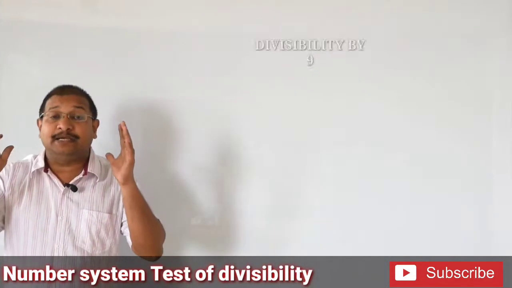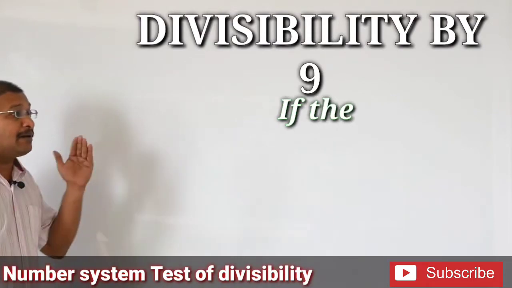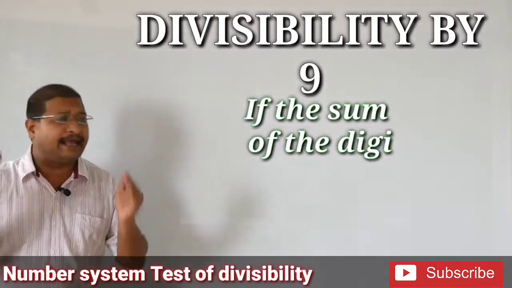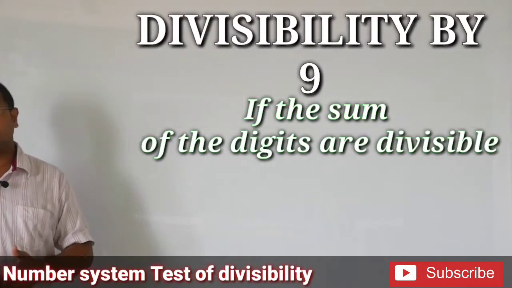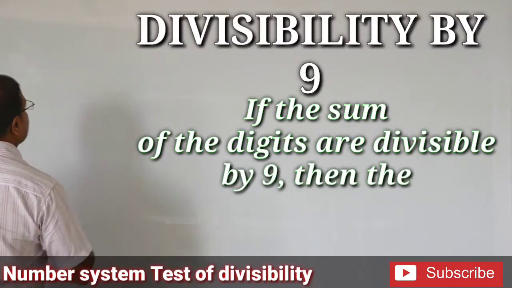Let us see the divisibility by 9. If the sum of the digits is divisible by 9, then the number is divisible by 9. Let's see now one example.